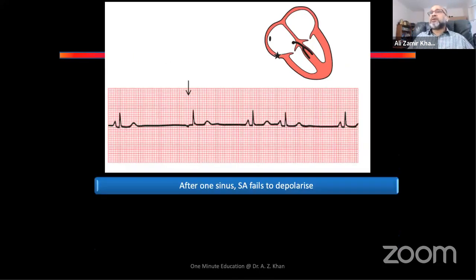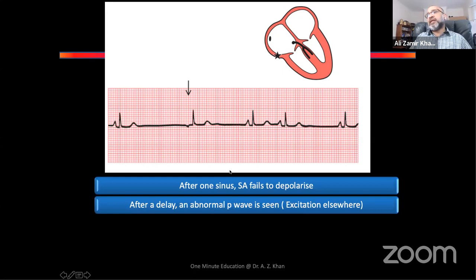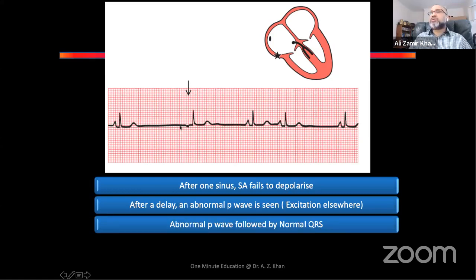All right. Here, there is one QRS, but there's nothing else. There's a huge gap here, okay? The SA fails to depolarize, and there is a delay. An abnormal P wave is seen, okay? Abnormal P wave is seen, so something is not right. Abnormal P wave, but it is followed by a normal QRS.